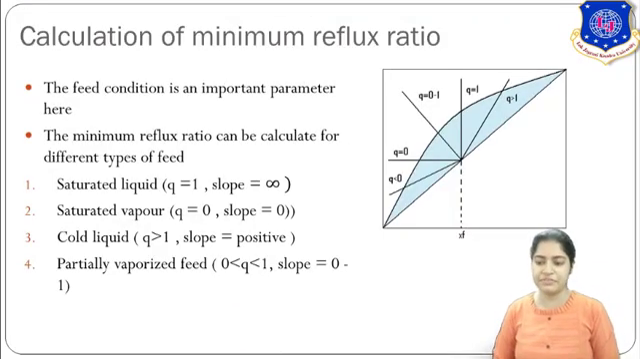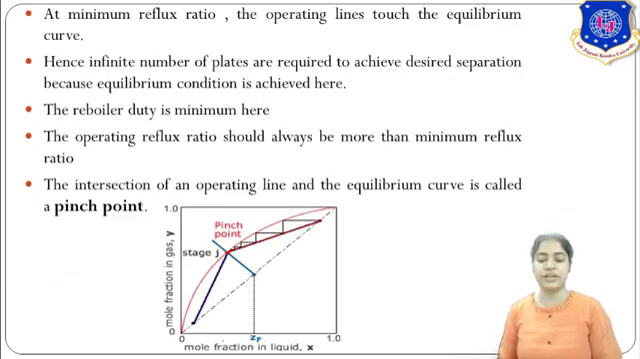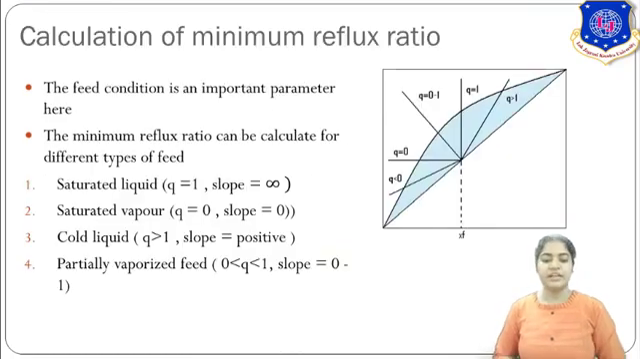Now how to calculate the minimum reflux ratio? Here the feed is very important, because the pinch point is the intersection of the operating lines and the feed line. Here are the 4 feed conditions which you have to deal with. For all 4 conditions, the calculation of minimum reflux ratio is different. Have a quick revision here. For saturated liquid, your q value is 1, whereas your slope is infinity. For saturated vapor, q value is 0, and your slope is again 0. For cold liquid, q value is more than 1 and slope is positive. Whereas for partially vaporized feed, your q value is between 0 and 1, and the slope is negative.